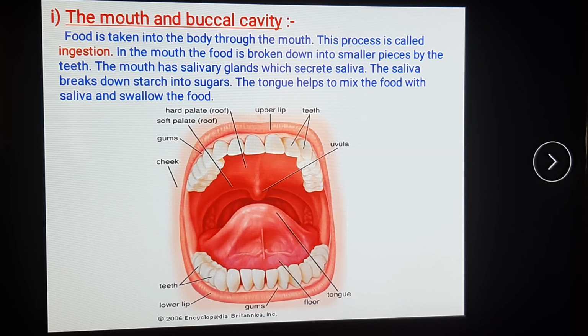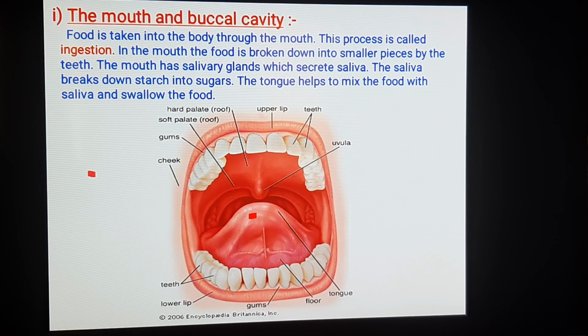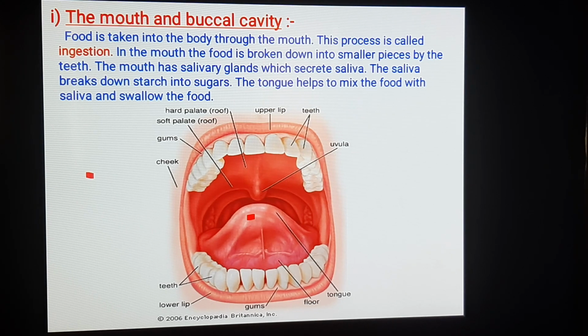Food is taken into the body through the mouth. The process is called ingestion. Ingestion means taking of food in the body through the mouth. In the mouth, the food is broken down into smaller pieces by the teeth. The mouth has salivary glands which secrete saliva. The saliva breaks down starch into sugar. The tongue helps to mix the food with saliva and swallow the food.